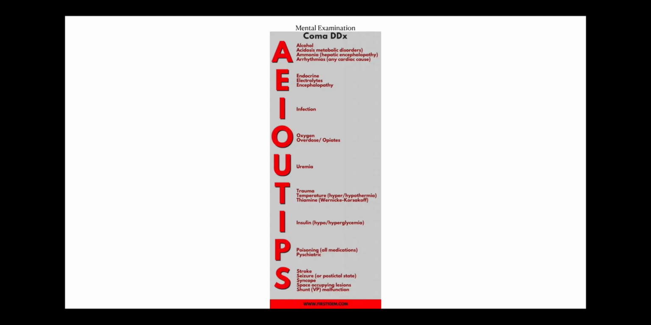As you can see here, A: alcohol, acidosis, ammonia, arrhythmia. E is endocrine, electrolytes, and encephalopathy. I is infection. O is oxygen, overdose, opiates. U is uremia. T is trauma, temperature, thiamine. I is insulin. P is poisoning, psychiatric. S is stroke, seizures, syncope, space-occupying lesions, and shunt malfunctions. So we have that list, that AEIOU TIPS.